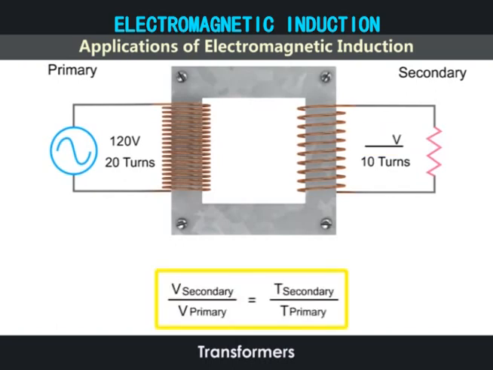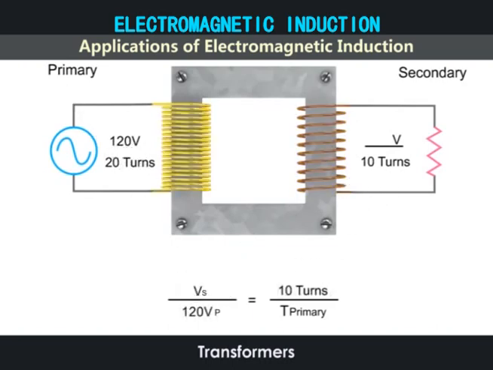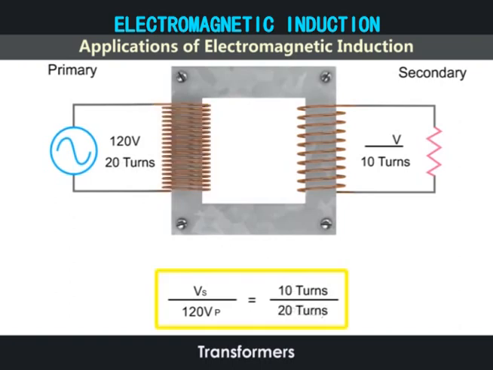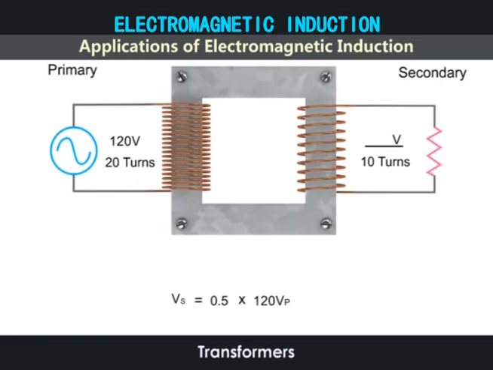Simply stated, secondary voltage to primary voltage ratio equals the secondary coil to primary coil turn ratio. Rearranging the formula and dividing 10 turns by 20 turns, we get 0.5 times 120 volts. This gives a step-down voltage of 60 volts.